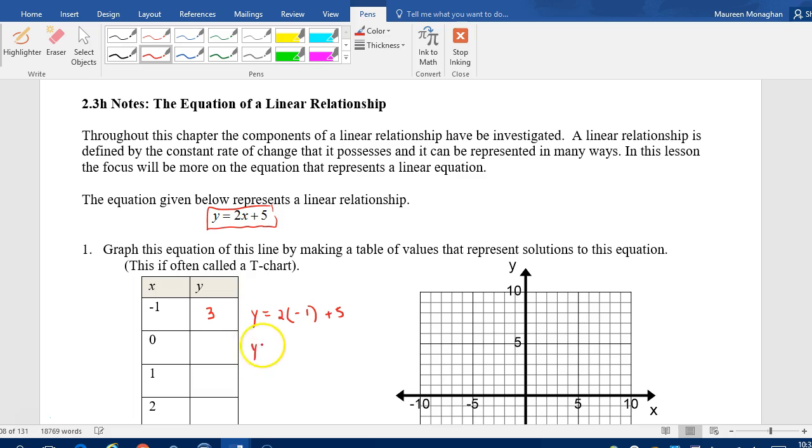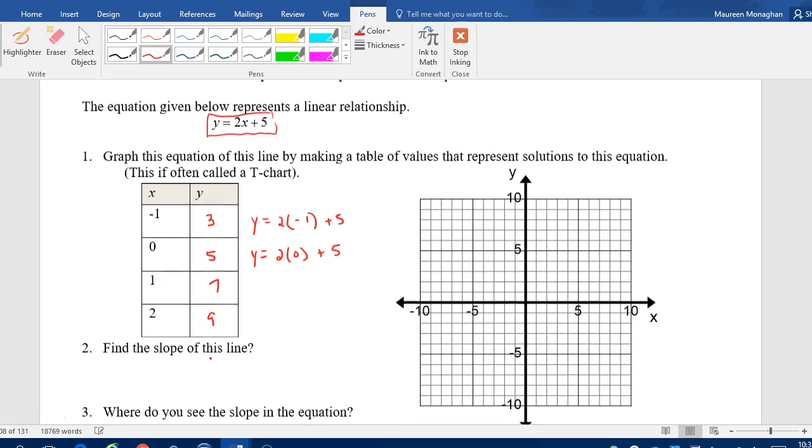Then we would do the same with 0. 2 times 0 plus 5 is 5, and so on. So 1, we could do that mentally. That's going to be 7, and 2 is going to be 9.